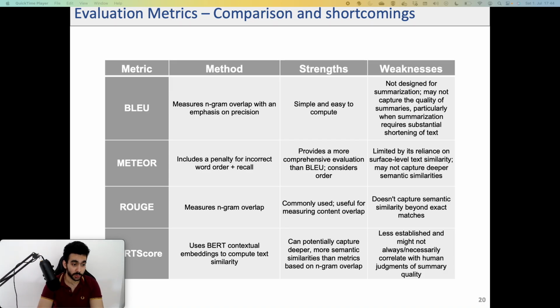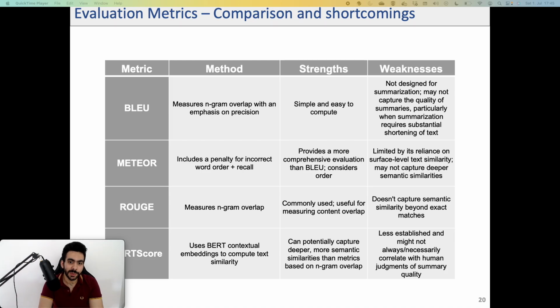Still, the focus is on ROUGE, and it might not always correlate with human judgment of summary quality. There have been some correlation studies done on BERTScore, and there were some cases where it was not correlating with the human judgment of the summary quality.